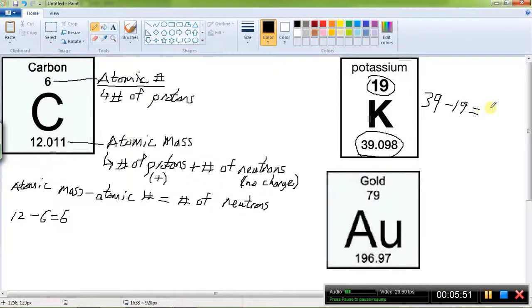And so 39 minus 19 is 20. So this has 20 neutrons, and it has 19 protons. And that's okay if there's a different number of neutrons. It doesn't have to be the same as the number of protons.